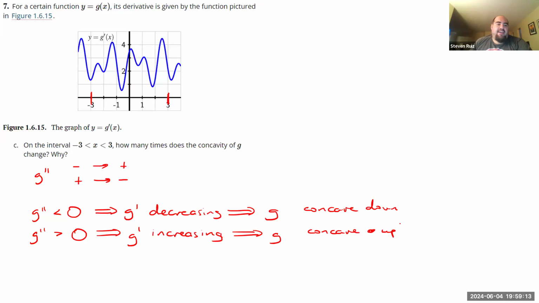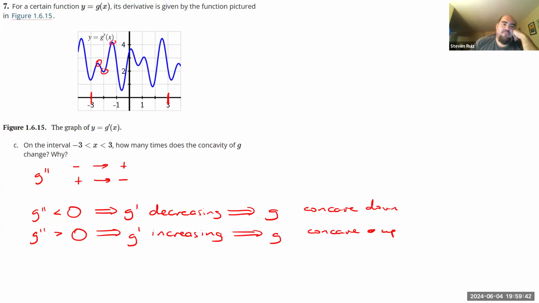So the question we were asked is, where does the concavity change? So we're looking at a graph of G prime. Where does it go from down to up or up to down? Well, it's wherever the graph of G prime goes from decreasing to increasing, or vice versa. So where does this graph go from increasing to decreasing? That's going to take place anywhere we see a maximum or a minimum. So let's just circle all the places.